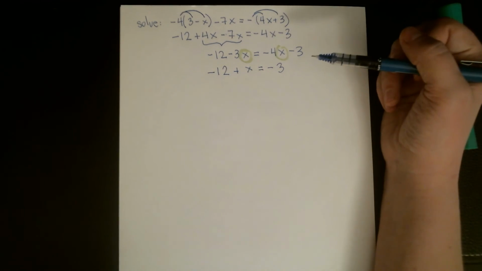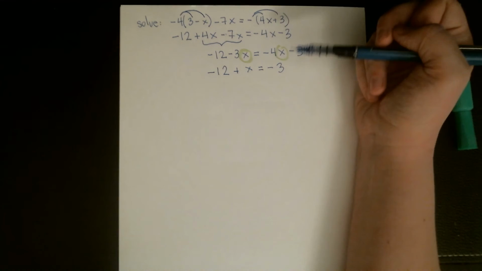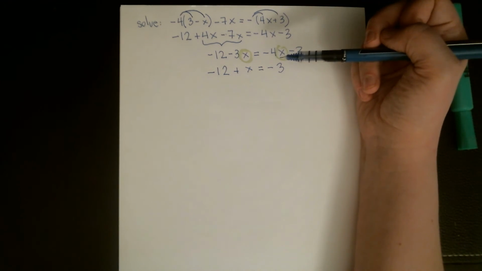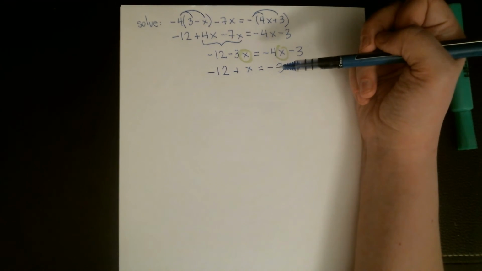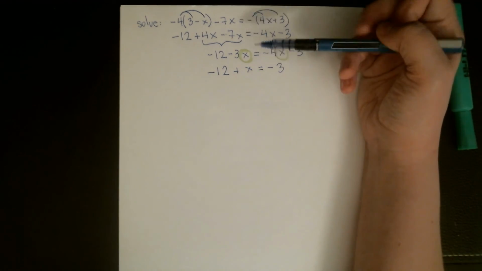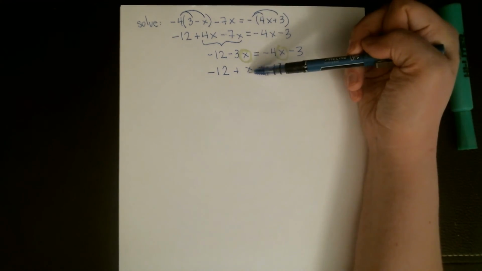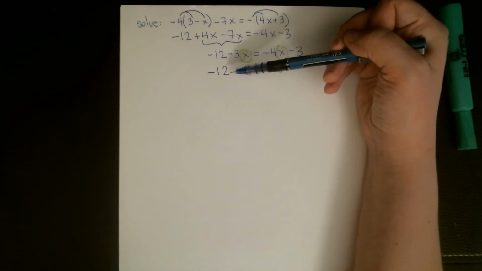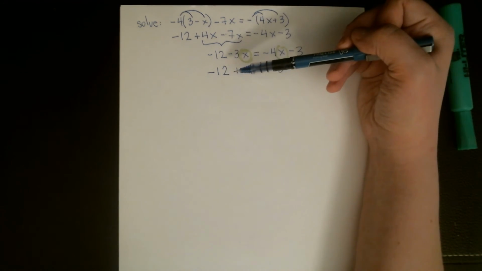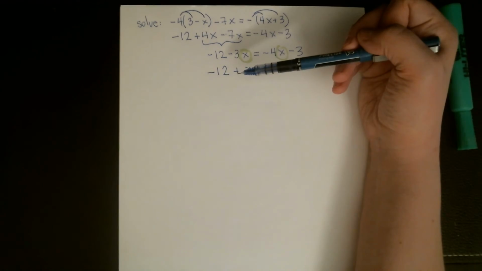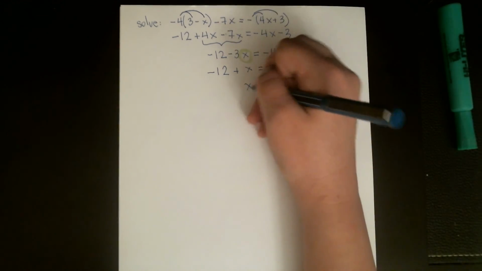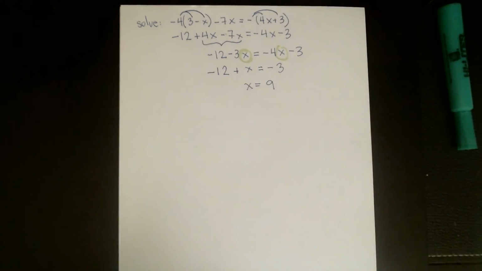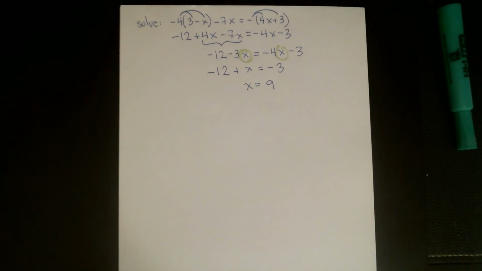As soon as you get down to just 1x sitting on one side of the equation, it really just becomes a matter of reversing all of your order of operations to get rid of anything attached to x. So when I look at this, I'm thinking I have x minus 12. If this 12 is attached by subtraction, I want to get rid of it by adding 12 to both sides. So I get x equals 9 as my solution.